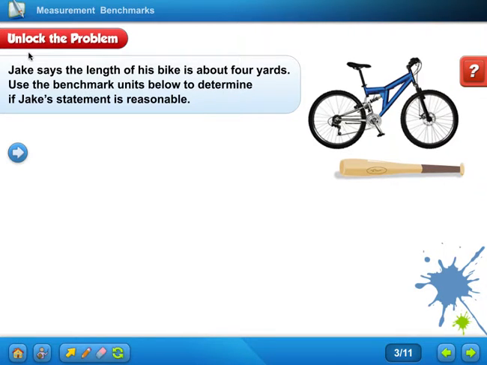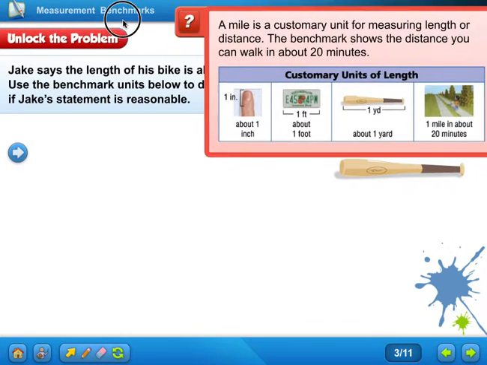The question in Unlocking the Problem says, Jake says the length of his bike is about 4 yards. Use the benchmark unit below to determine if Jake's statement is reasonable. 4 yards. So let's pull this out. This might help us.